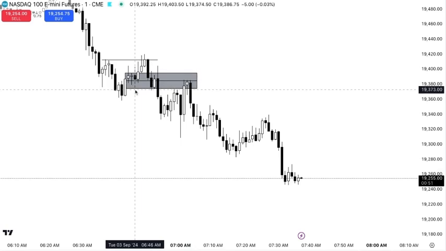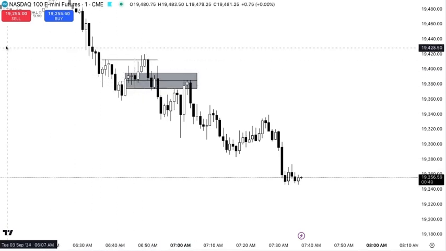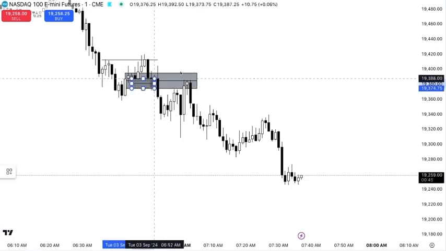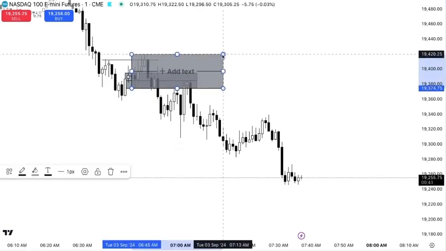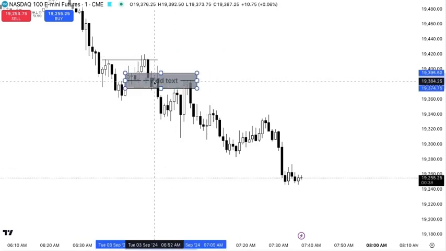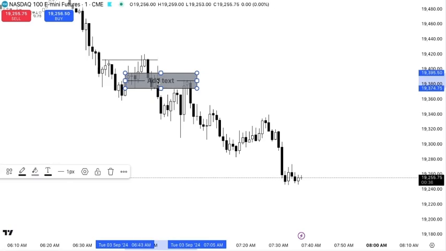So we have that down move, and then up. That's the order block right there. So this right here would be the order block. We're not doing the order block today, we're doing the breaker block. So that's the breaker block right there.